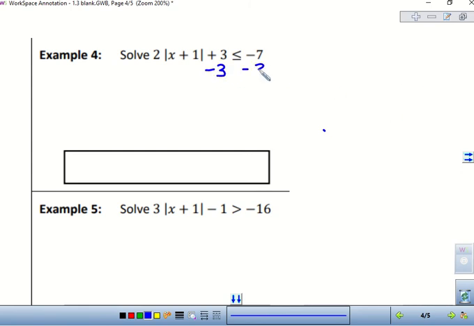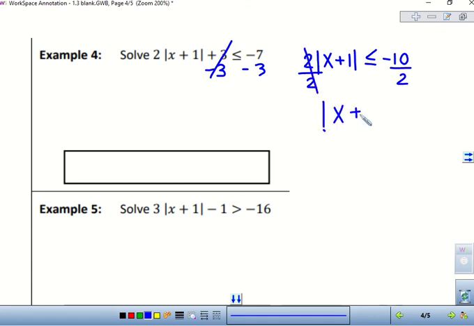Good, we're going to subtract 3 first. That's going to give me 2 times the absolute value of x plus 1 is less than or equal to negative 10. And then, like you all said, we're now going to do what? Divide by 2. What's negative 10 divided by 2?